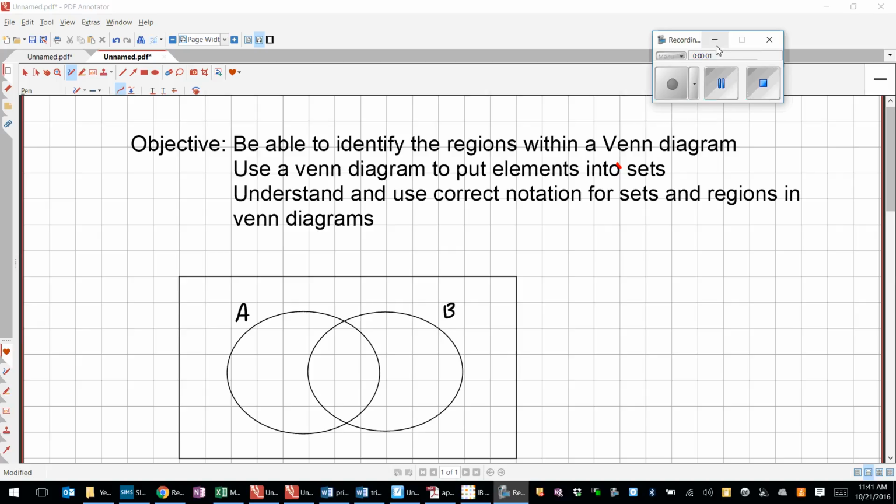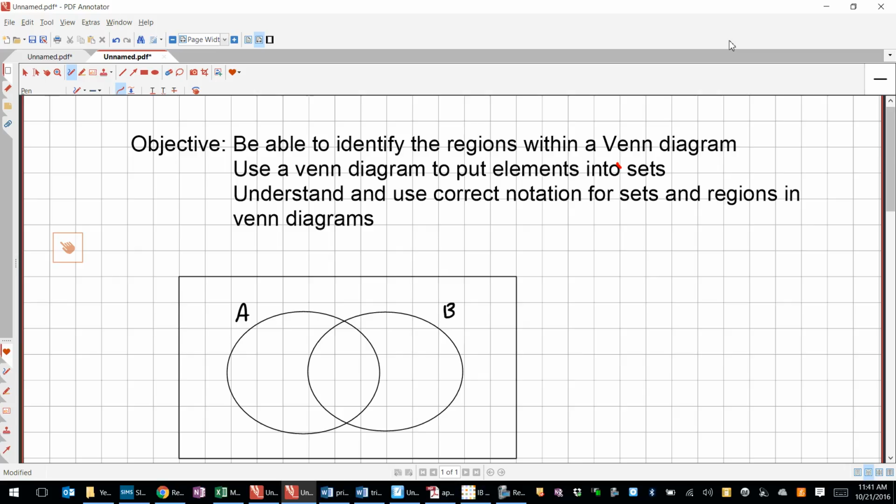So we're starting the second unit. The start of this is about Venn diagrams. We need to learn what Venn diagrams are, what they represent, what we use them for. We also need to understand the correct notation. That was the third part there. So we've got notation that goes along with it, special mathematical notation, and we need to learn those.